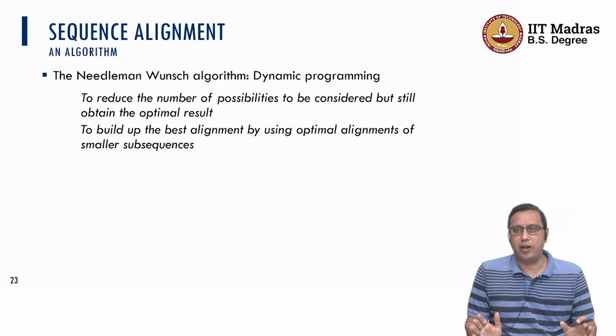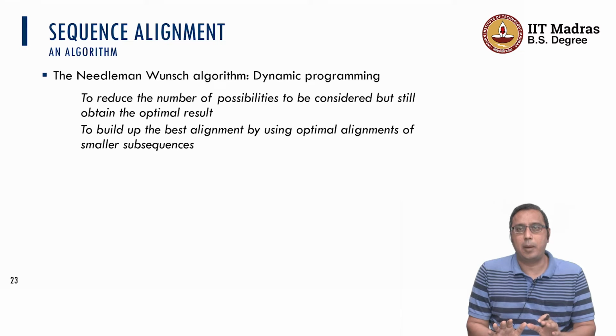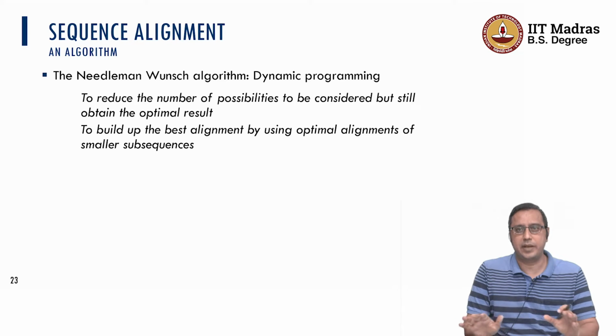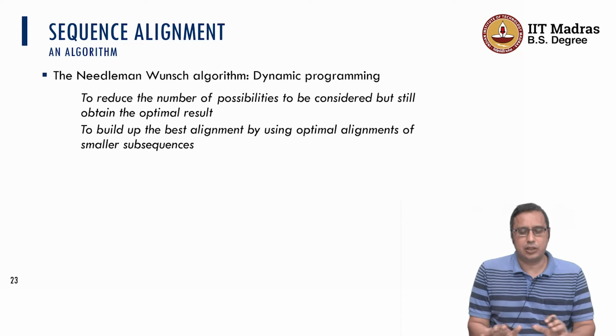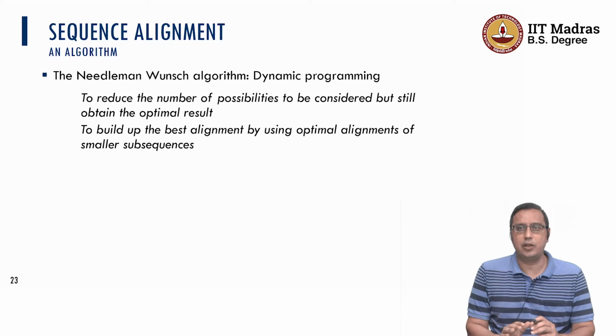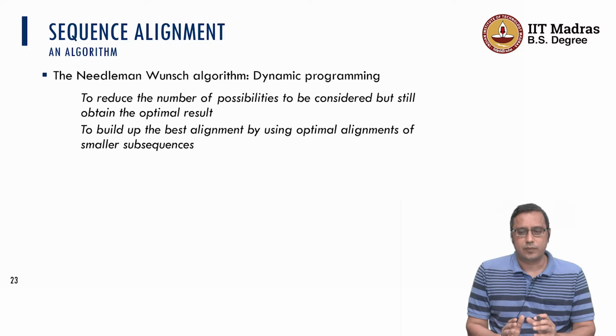Hence, we are interested in finding the optimal result without exploring the complete space of solutions, or enumerating each solution. The idea here is to build up the best alignment by using optimal alignments of smaller subsequences. We are trying to solve the local problem, or trying to align locally, in such a manner that we get an optimal alignment globally.